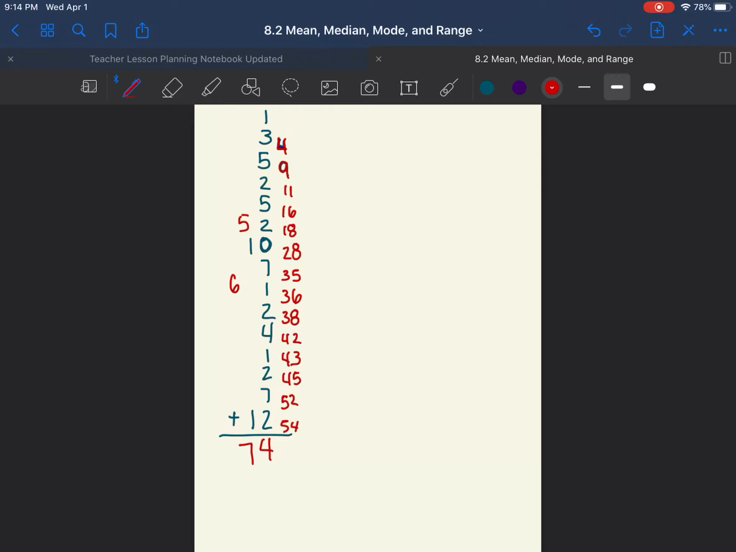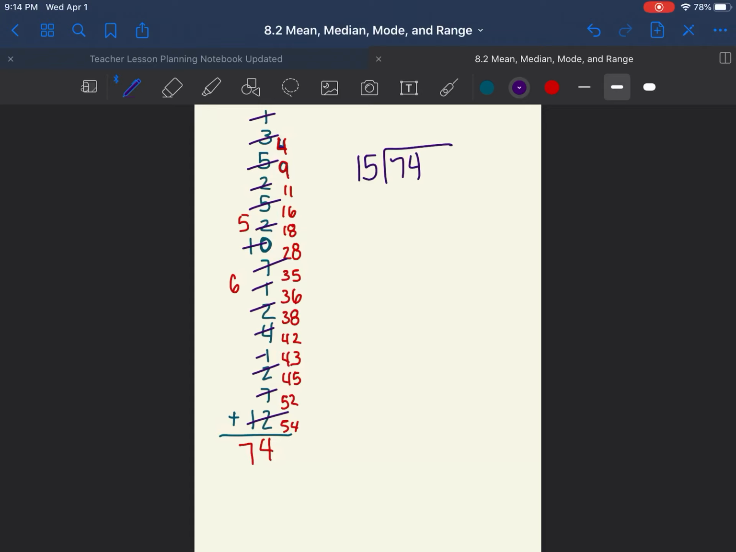So now I'm going to take all of those numbers and come over. I need to count and see how many numbers I had. So I had 1, 2, 3, 4, 5, 6, 7, 8, 9, 10, 11, 12, 13, 14, 15. So that means I'm going to do 74 divided by 15.